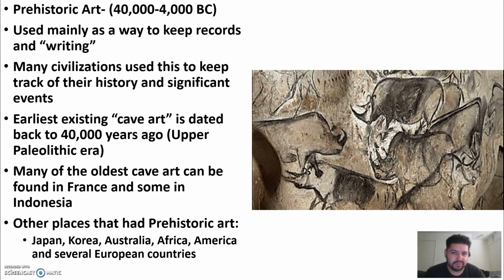This is their form of writing, to basically keep records of stuff that happened in their life, in their time. Many civilizations used to keep track of their history and significant events, things that happen, a good hunt, bad weather, if the herd didn't come through, or if a big one came through or something like that. A lot of it was put down on cave art.